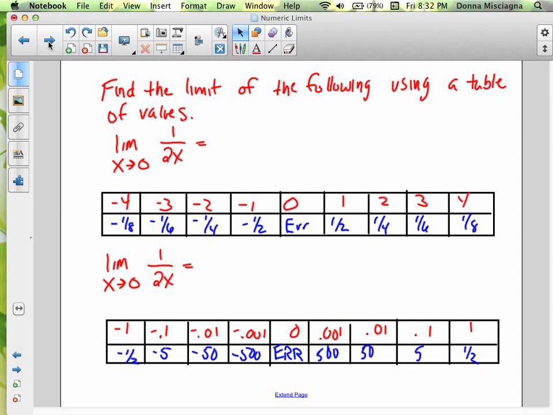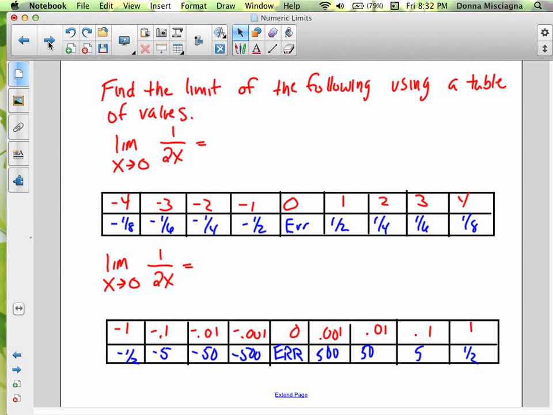All right, well, let's take a look here. We've got values from the left-hand side. We have -4, -3, -2, -1. We have -1/8, -1/6, -1/4, -1/2. 0, of course, we'd have 1 over 0. That does not exist. If we plug in 1, we get 1/2.